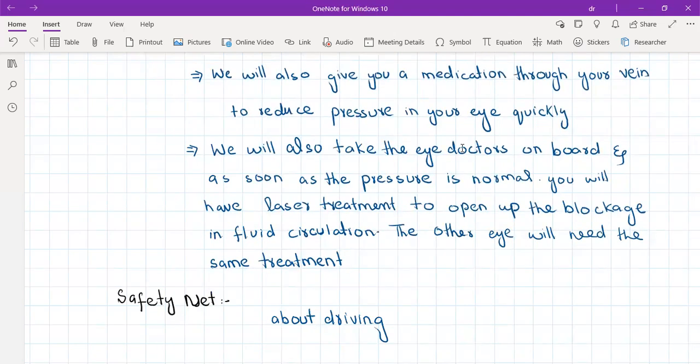Okay, so we'll tell them that we will also take the eye doctors on board, and as soon as the pressure is normal, you will have laser treatment to open up the blockage in fluid circulation. Okay, so basically the laser iridotomy, you will tell them about it.